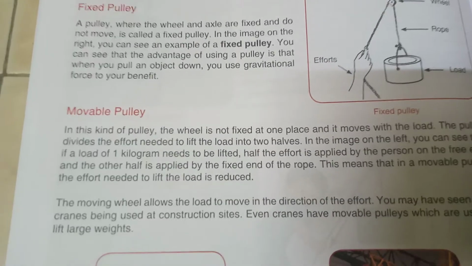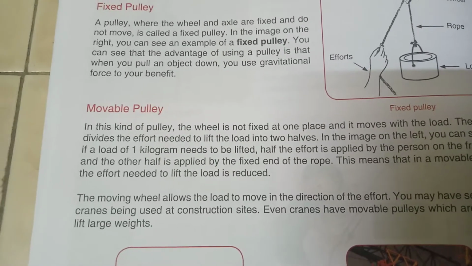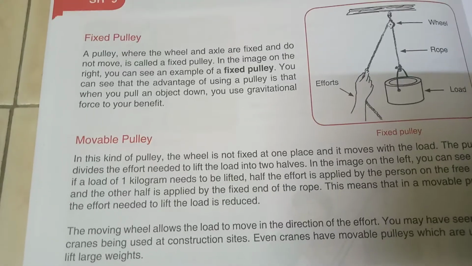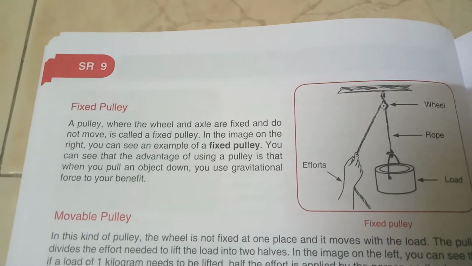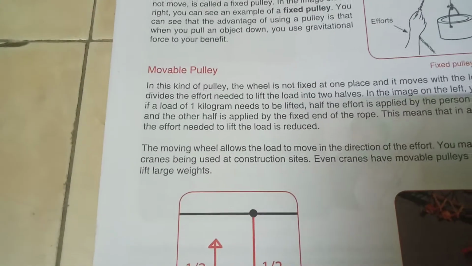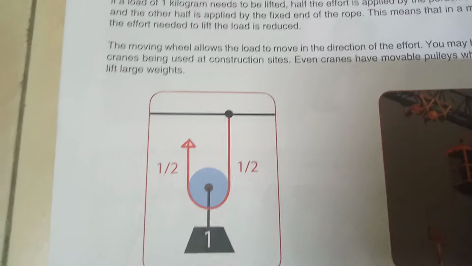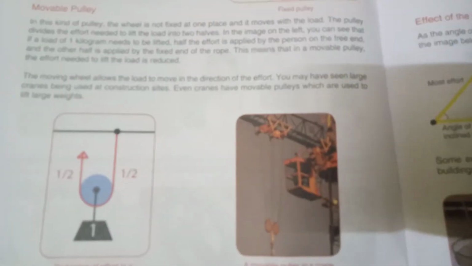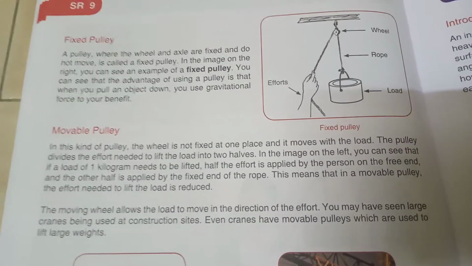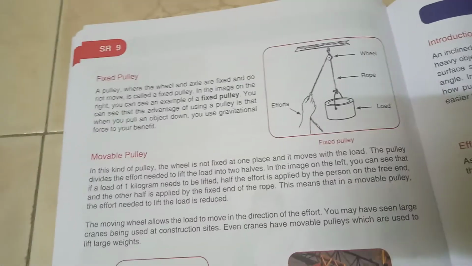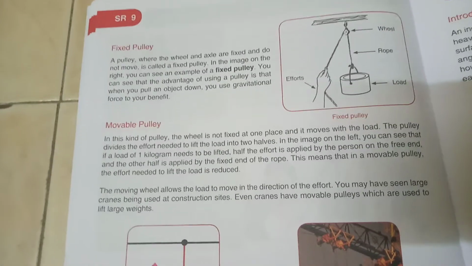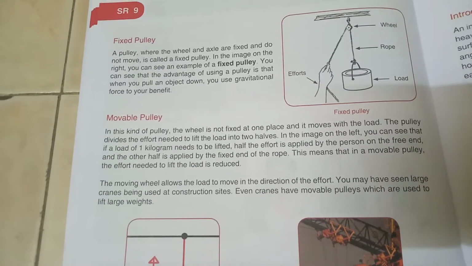Movable pulley. In this kind of pulley, the wheel is not fixed at one place. Fixed pulley is the same as you use in a well. Movable pulley, wheel is not fixed at one place. See this diagram. The wheel is not fixed. Wheel is moving and it moves with the load. Cranes have this. The pulley divides the effort needed to lift the load into two halves.